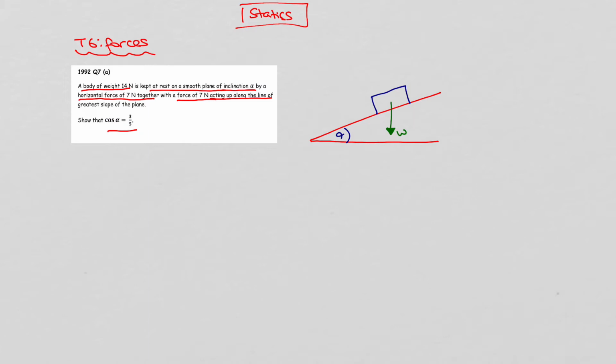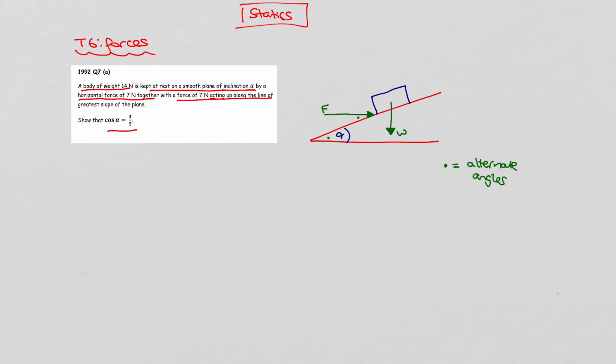So we have two forces, a horizontal one, and because it's horizontal, what will be interesting to note is that these two angles have to be the same, because they're alternate angles. I'm going to call this force F, and we'll resolve that in a minute.